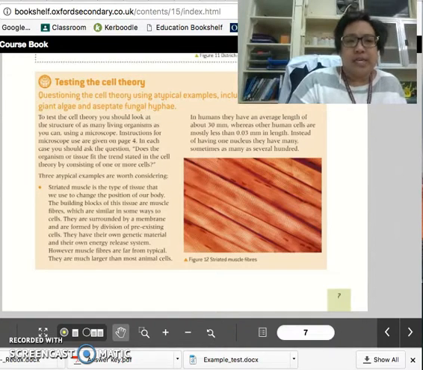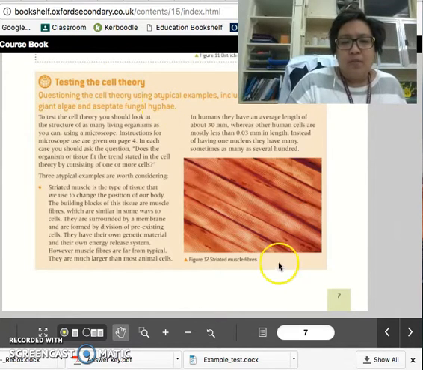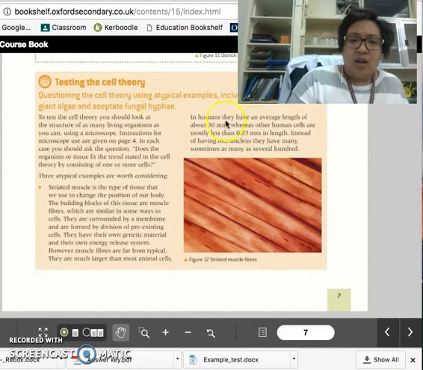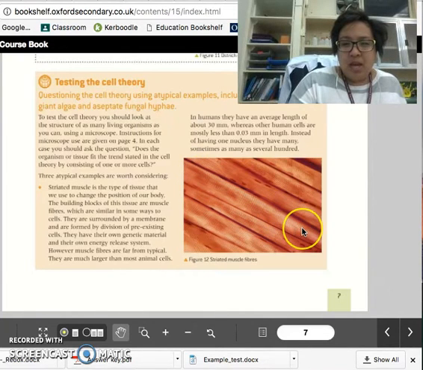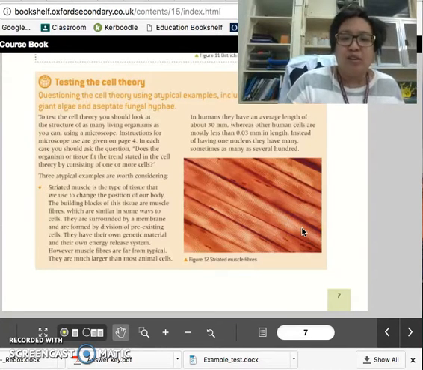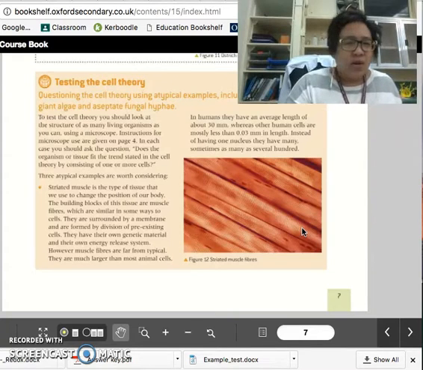What we know of the cell is that cells are very small, they're microscopic. However, these muscle cells can be very long, about 30 millimeters right here. At the same time, in one muscle cell, so this whole cylindrical tube, that's one muscle cell, it may contain more than one nucleus. In fact, it is multinucleated. It has lots of nuclei. So how can that be typical of a cell?